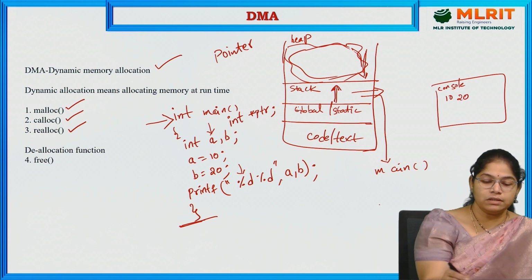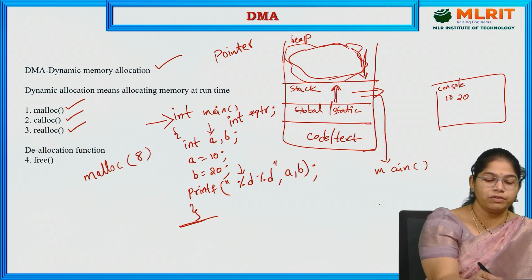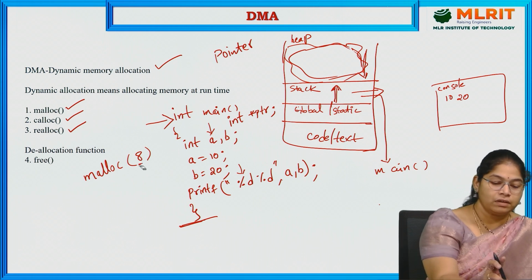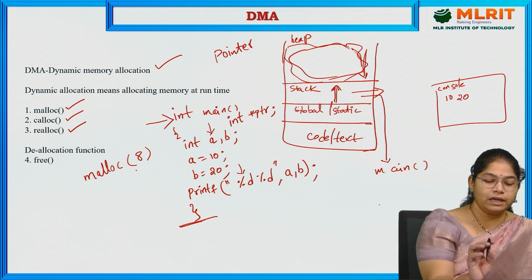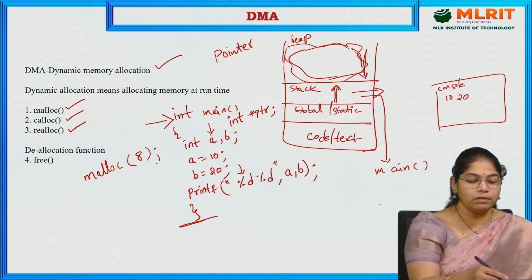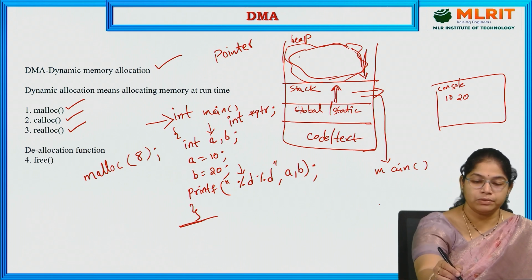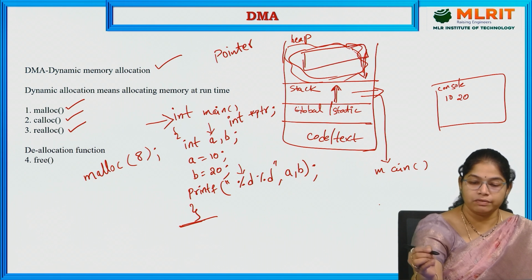So let us consider malloc of 8. I am just taking this as an example. We should not write 8 here; we have a syntax. Just for understanding purposes, here I consider malloc 8. That means I am telling the compiler to allocate 8 bytes of memory from the heap section. So in this, 8 bytes of memory is allocated from the heap.